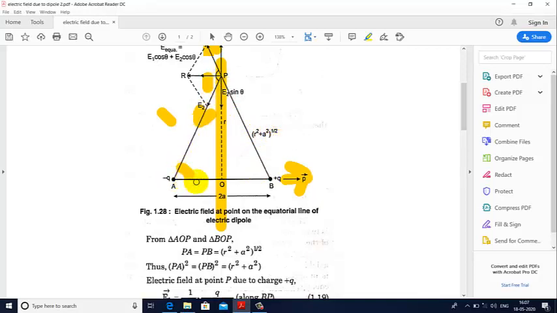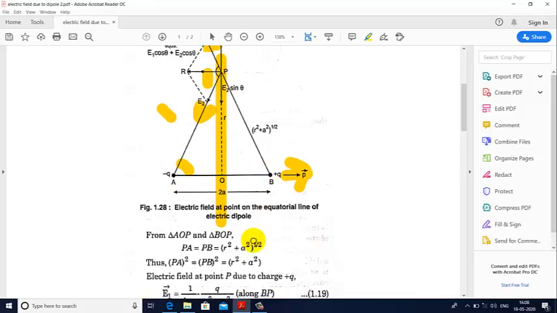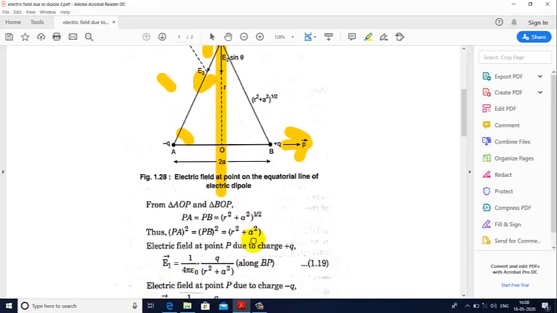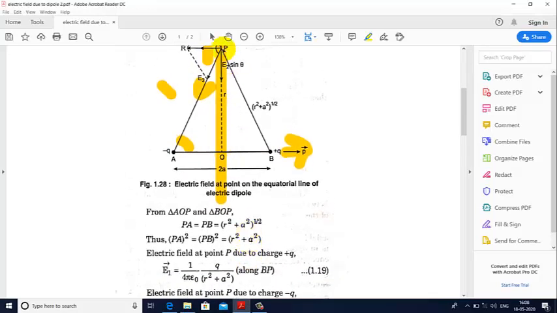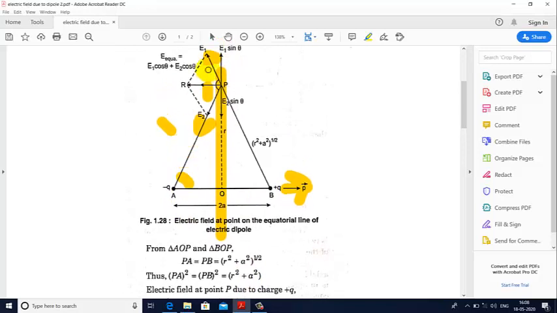And again in this triangle, if we use the Pythagoras theorem, then this distance AP comes out to be square root of r square plus a square. Okay, so we can see that AP is equal to BP. So the point P is at equal distance from A and B. And we know the formula for electric field is kq upon r square, where r is the distance of the point from the charges. So in this case, both the points are at equal distance.